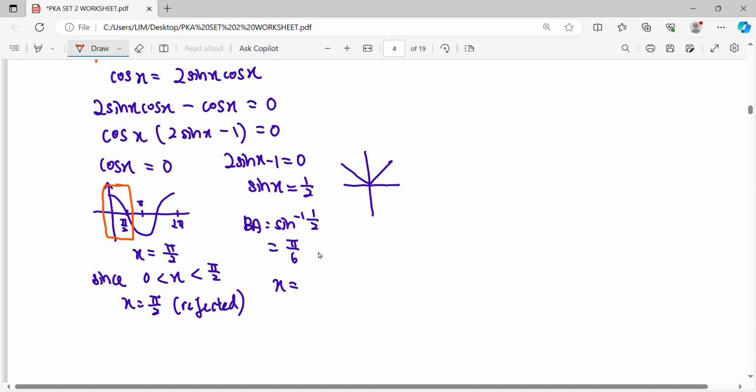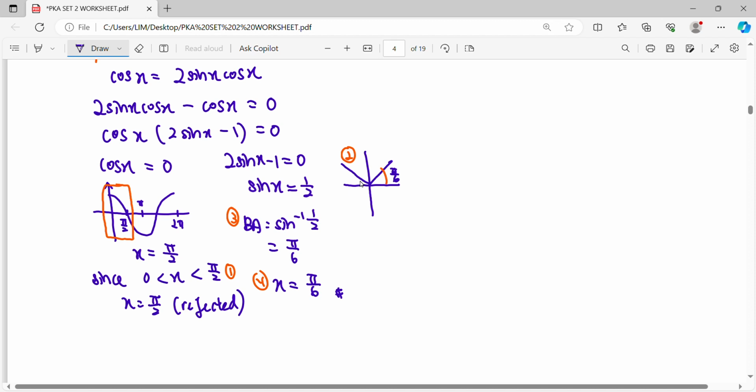Step 1, we see the range. Step 2, we identify the quadrant. Step 3, find out the basic angle. Step 4, we rotate. First quadrant: this is your pi over 6, so your angle is also pi over 6. When we rotate until the second quadrant, is it in the range? No, already out of the range. So our answer only has 1, which is pi over 6. So this is our only critical number.